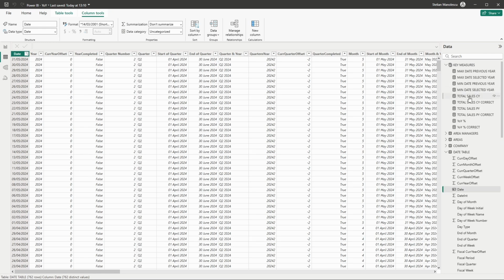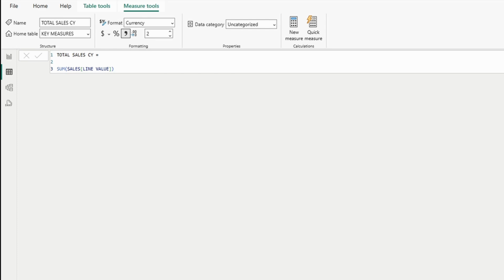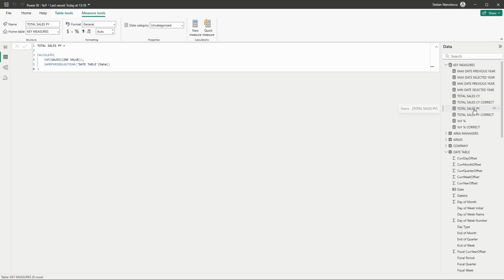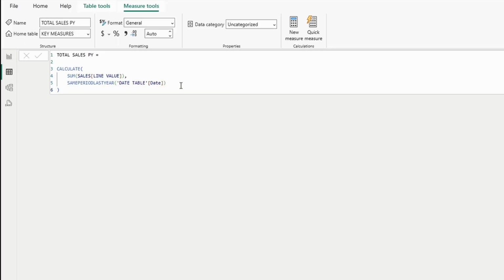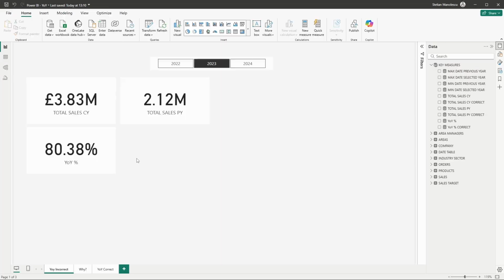So let's assume you would use the total sales for this year's measure, and then you will use a total sales for the previous year measure that contains this function, SAMEPERIODLASTYEAR, and then calculate the year-over-year growth percentage. And the result is this. This right here is incorrect, and let me tell you why.